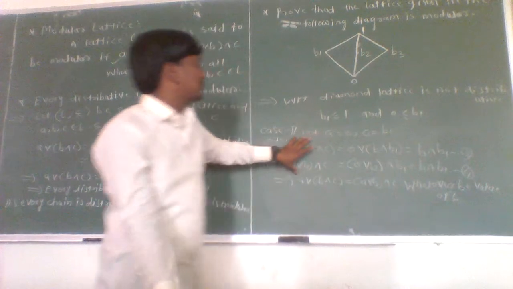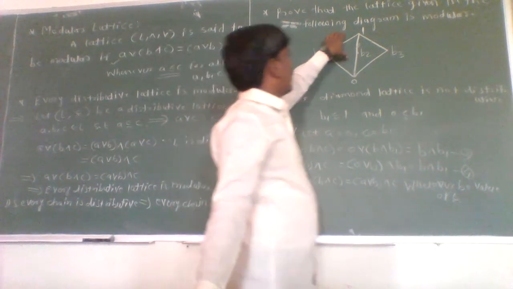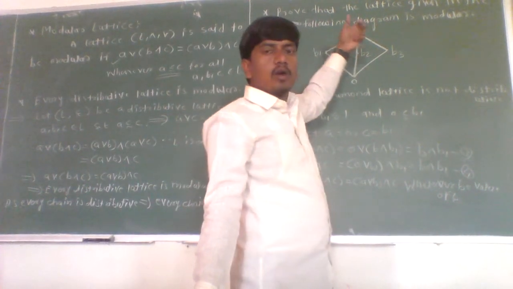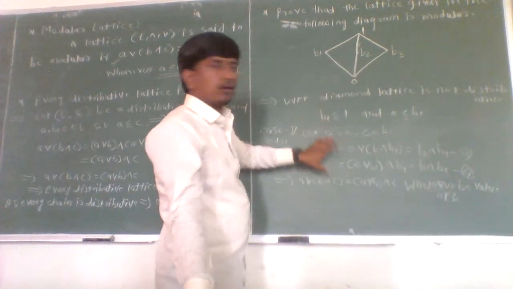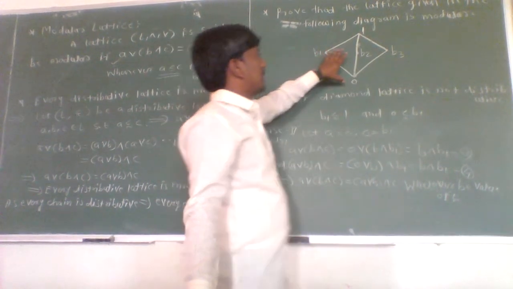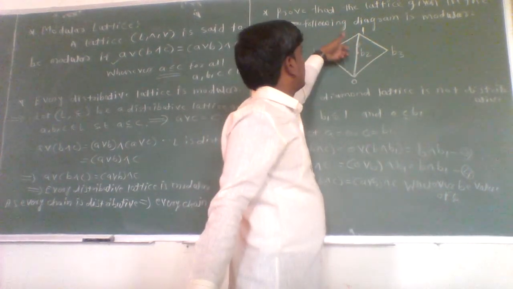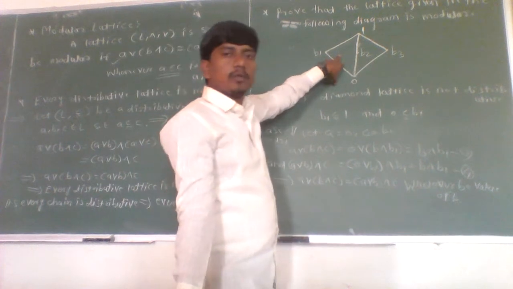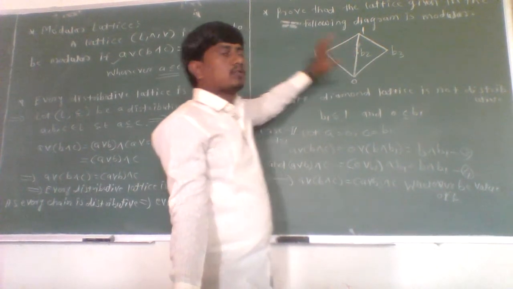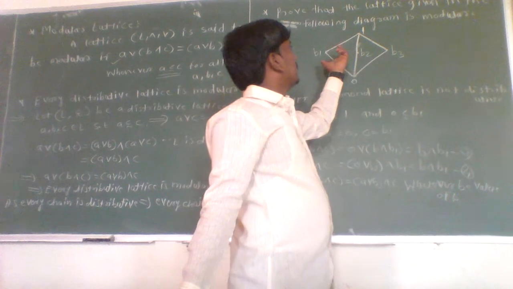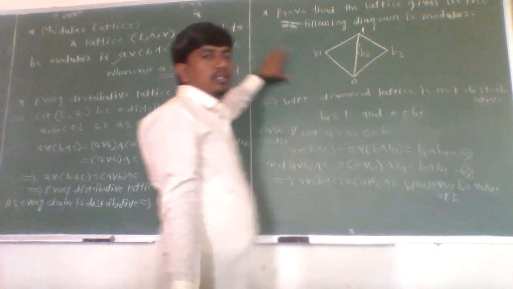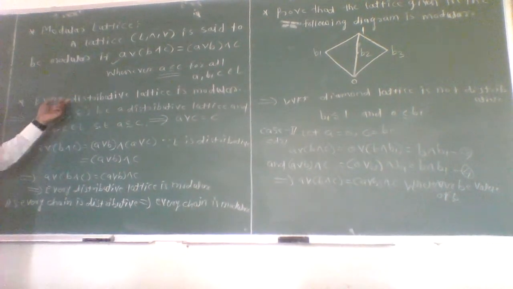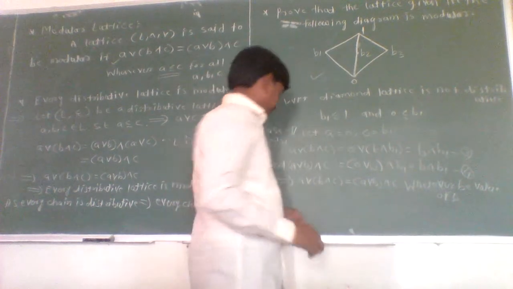These are the only two possibilities for the values of a and c. Therefore, the given diamond lattice is a modular lattice, as it holds in both cases. But as it does not satisfy the condition of a distributive lattice, it is not a distributive lattice, but it is a modular lattice. So here we get an example in which the lattice is modular but not distributive. Hence, every distributive lattice is a modular lattice, but the converse need not be true, and this is the example.